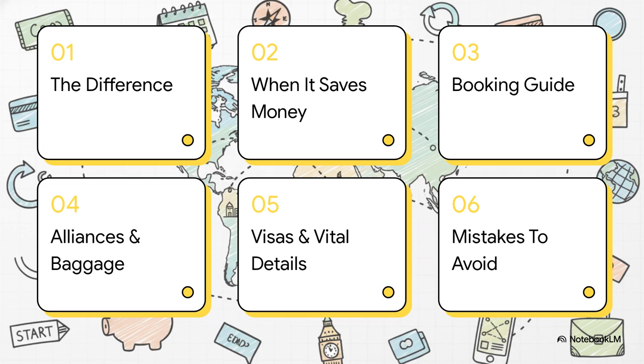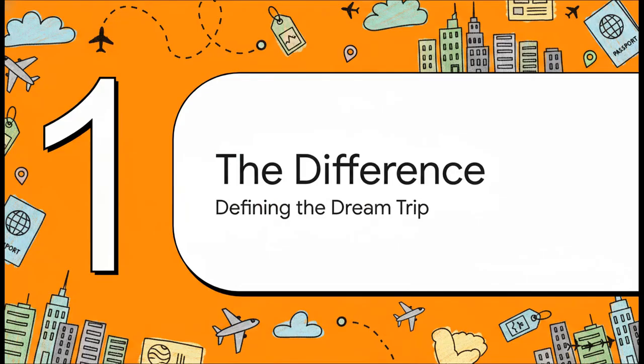So, here's what we're looking at today. We'll cover the multi-city difference, when it actually saves you money, a step-by-step booking guide, alliances and baggage rules, visas and vital details, and finally, the big mistakes to avoid. Let's jump in.